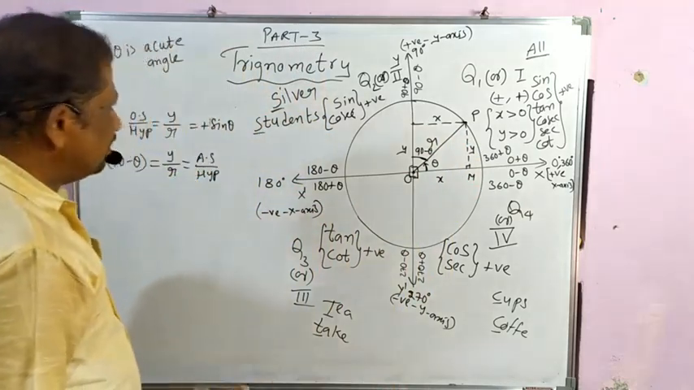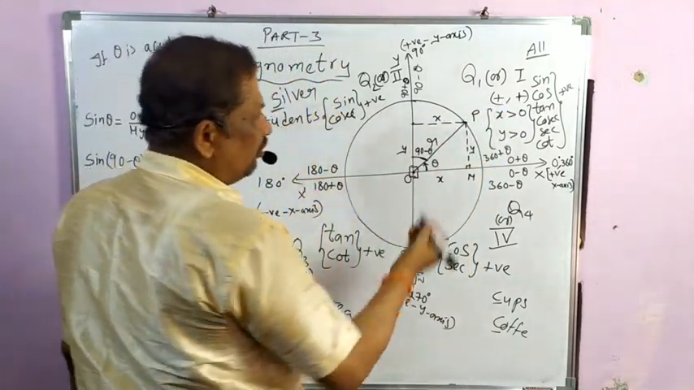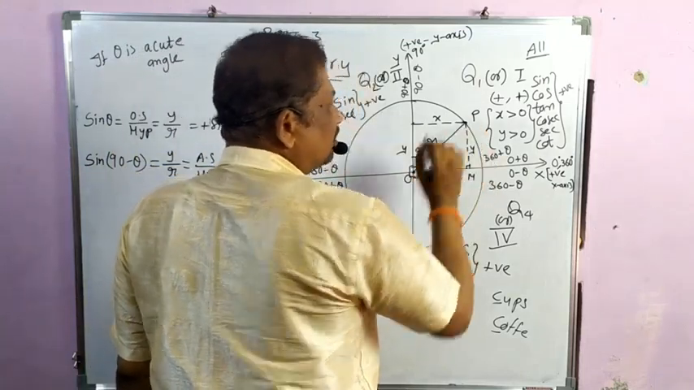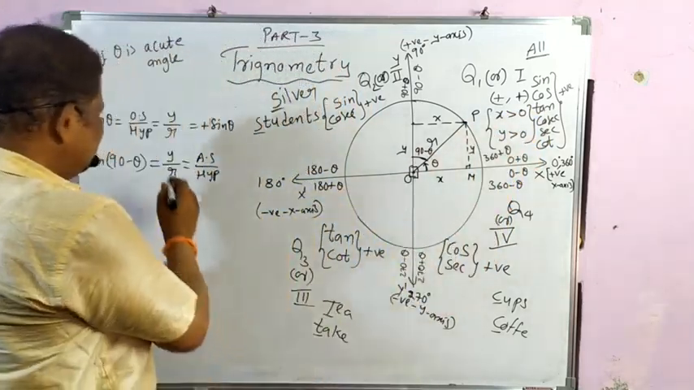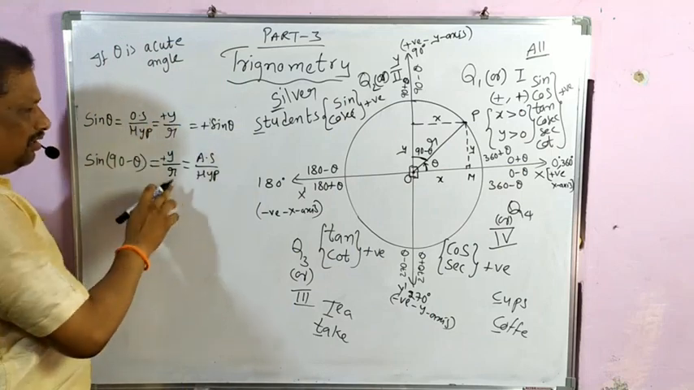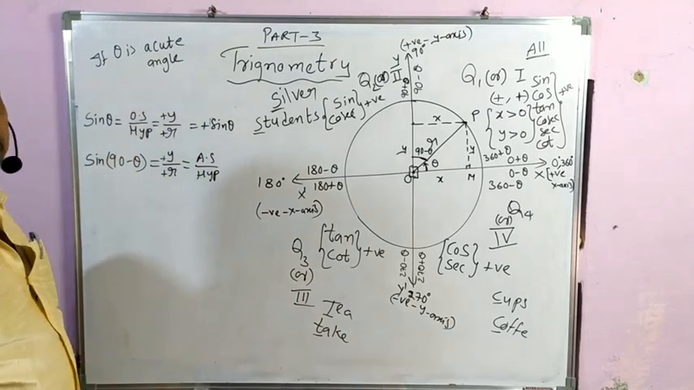So first quadrant: plus, plus. Both are plus, which means the x value is plus and the y value is plus. So both are greater than 0. Here y is plus and x is also plus, and r is a radius vector. Radius vector is always positive.